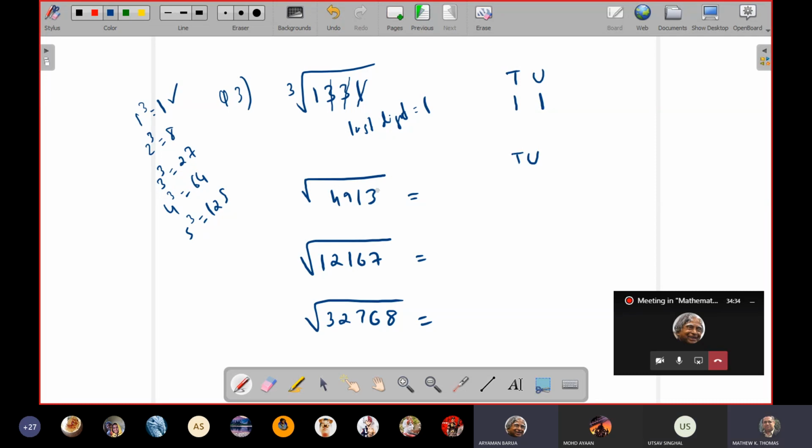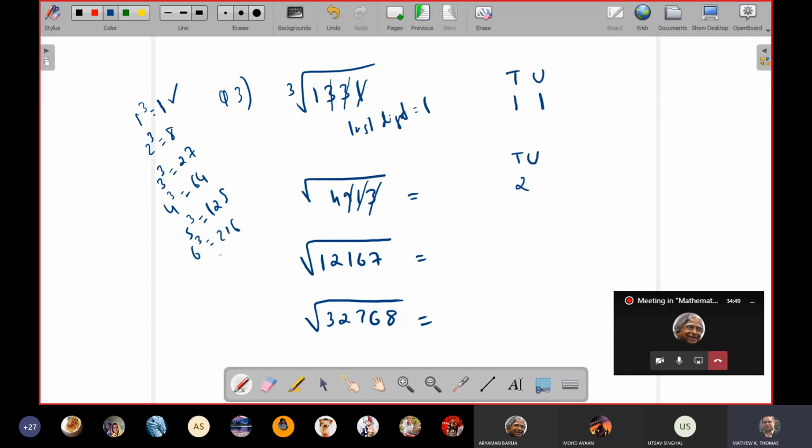So here I am cutting out 3. What is the number here? 4,17. So I can't use 2, because 2 cube is 8, that is more than this. So the number at the tens place is 2. The number here is 3. So what can be that number?